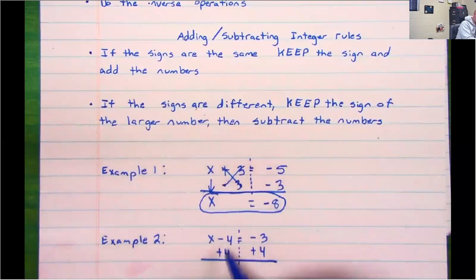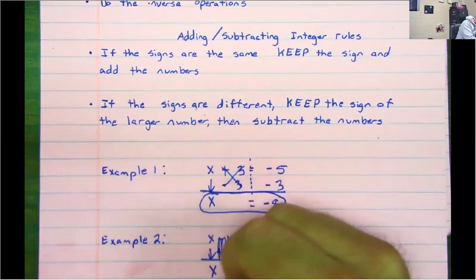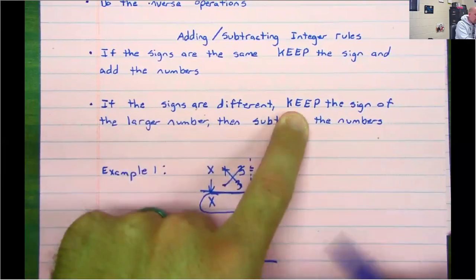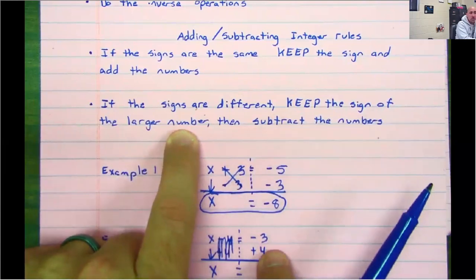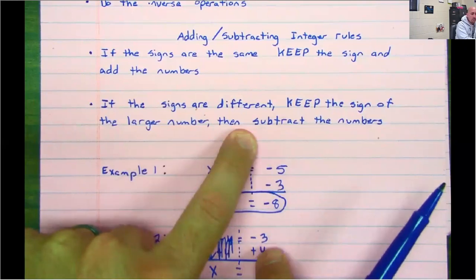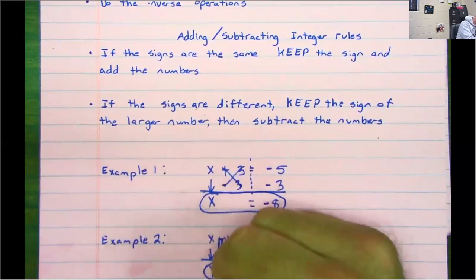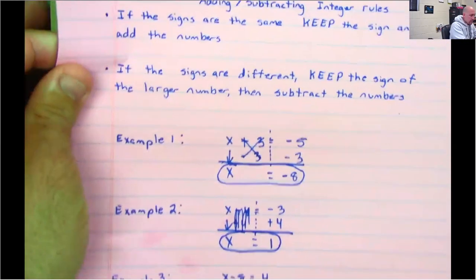Negative 4 plus 4 is a zero pair. It zeroes out. It's gone. Leaves you with an x. Signs are different. So if the signs are different, keep the sign of the larger number. So 4 is larger and it's positive. So the answer is positive. And then subtract the numbers. 4 minus 3 is 1. Woo-hoo! Look at that. We're on a roll, guys.